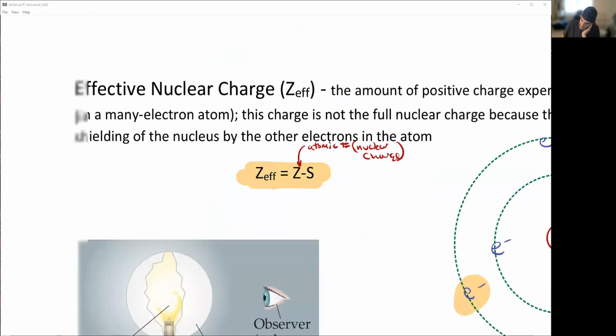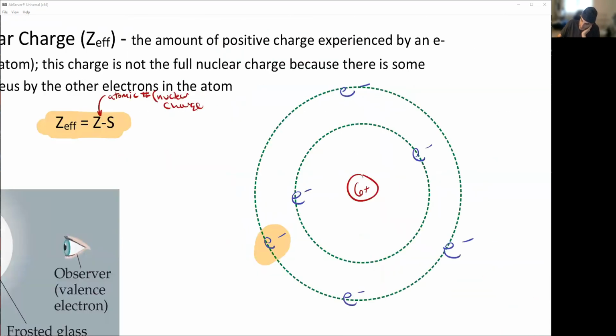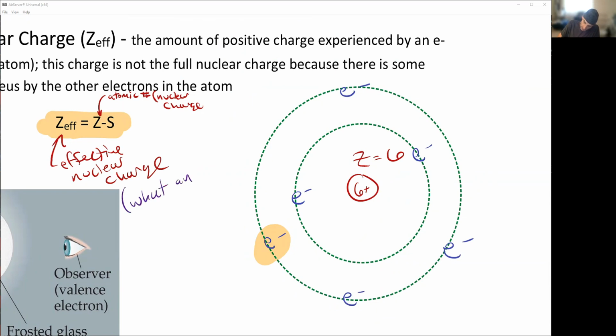So in our example over here, my nuclear charge is 6. There are 6 protons in the nucleus. What we're really looking at is the Z effective portion of this, which is the effective nuclear charge, or what an electron feels from the nucleus.